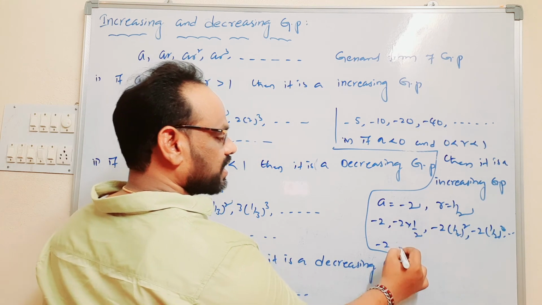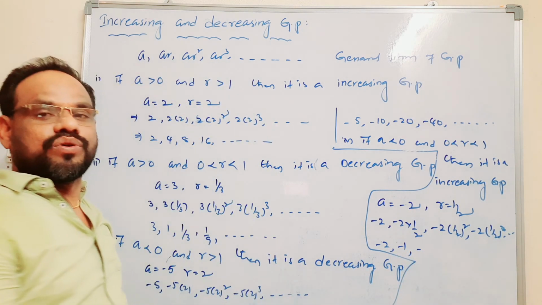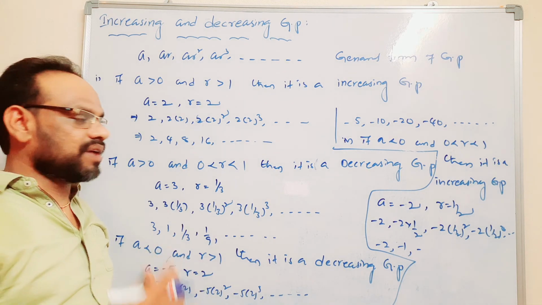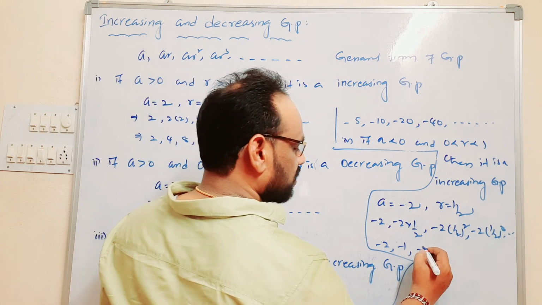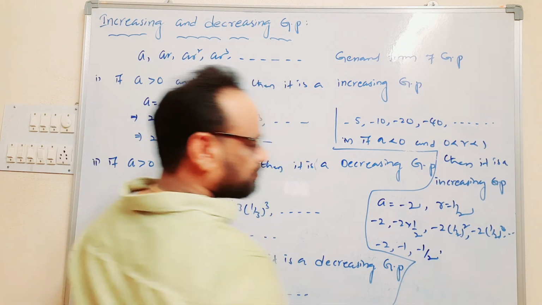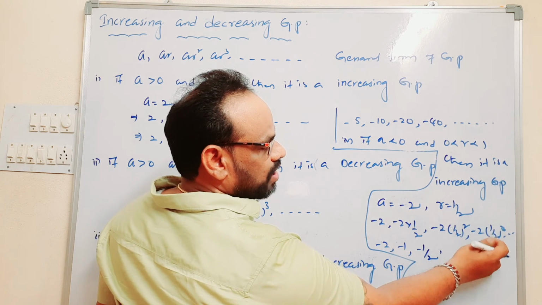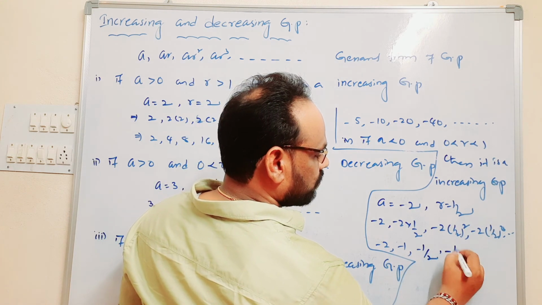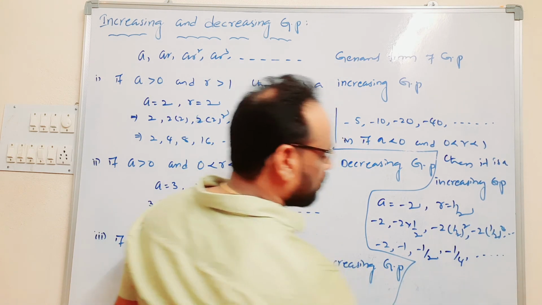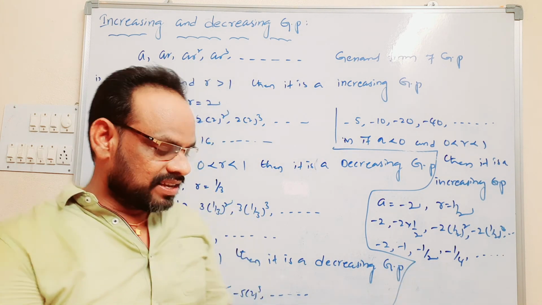Minus 2 into 1 by 2, the 2s get cancelled, minus 1. Minus 2 into 1 by 2 whole square, 1 by 2 whole square means 1 by 4, 2 ones are 2, 2 twos are, nothing but minus 1 by 2. Next, minus 2 into 1 by 8 is nothing but minus 1 by 4 and so on. Clearly, it is an increasing GP.